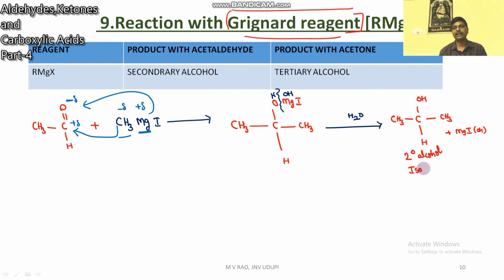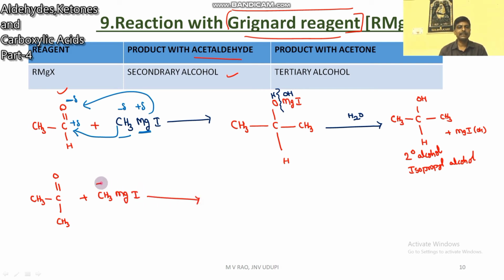Isopropyl alcohol. When a Grignard reagent reacts with an aldehyde, acetaldehyde, a secondary alcohol will form. Similarly, now I changed it. I take a ketone, acetone, plus Grignard reagent CH3MgI.